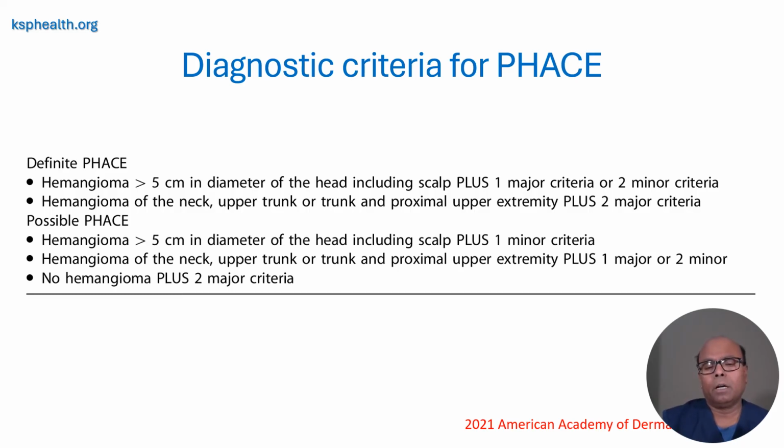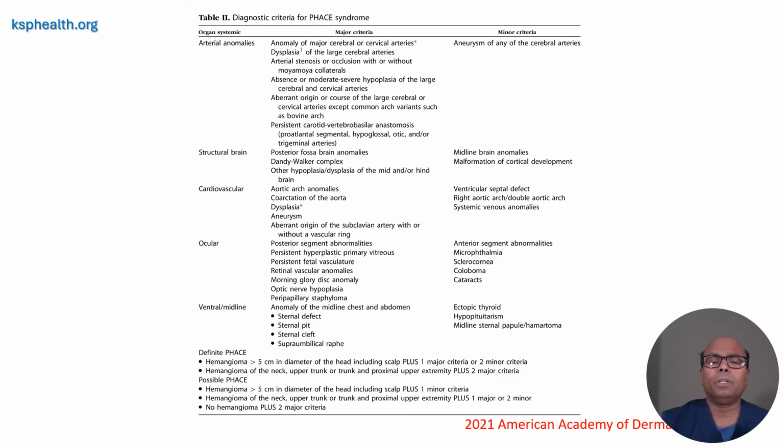Hemangioma of the neck or trunk and proximal upper extremity plus one major and two minor criteria. Or it could be no hemangioma plus two major criteria. These are all the major criteria and the minor criteria. It's published in 2021 by the American Academy of Dermatology, so it's available on their page.